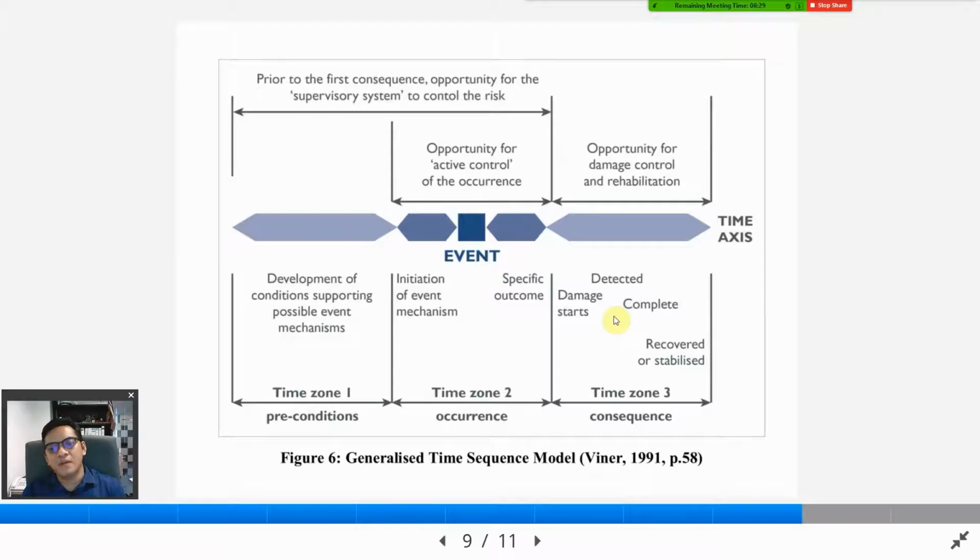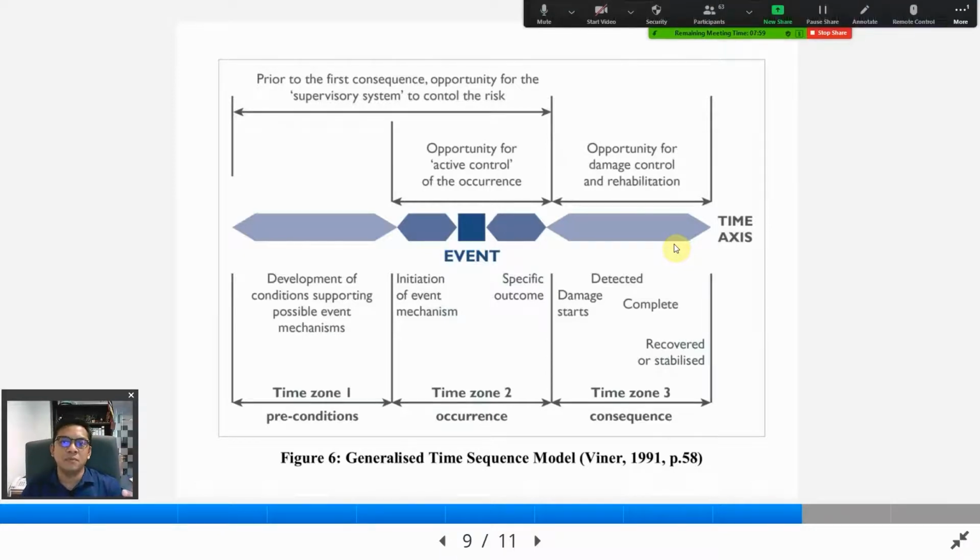Okay, how do they recover? Damage control. How are the injured victims rehabilitated and go back to work? So this time zone is the period where the outcome of the accident is being controlled and put back to normal. How does the organization return to normalcy?